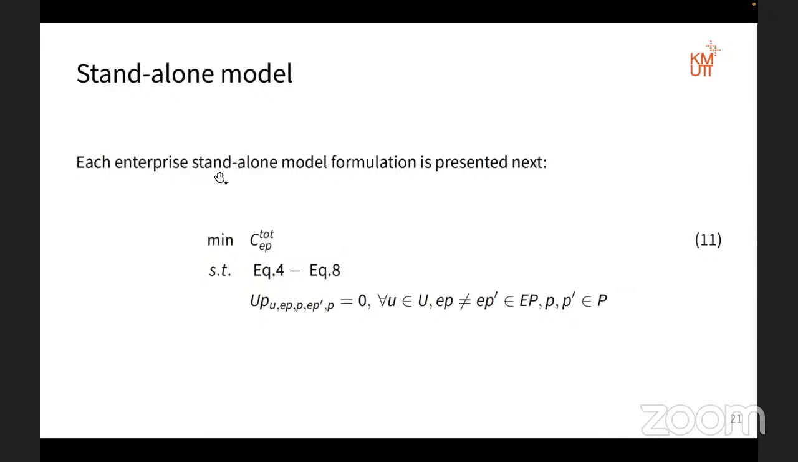Minimize the C total of the enterprise EP, such that equation 4 to equation 8 hold, and the utility of the process. This line is to make sure that the utility of process EP and process EP prime is not equal.